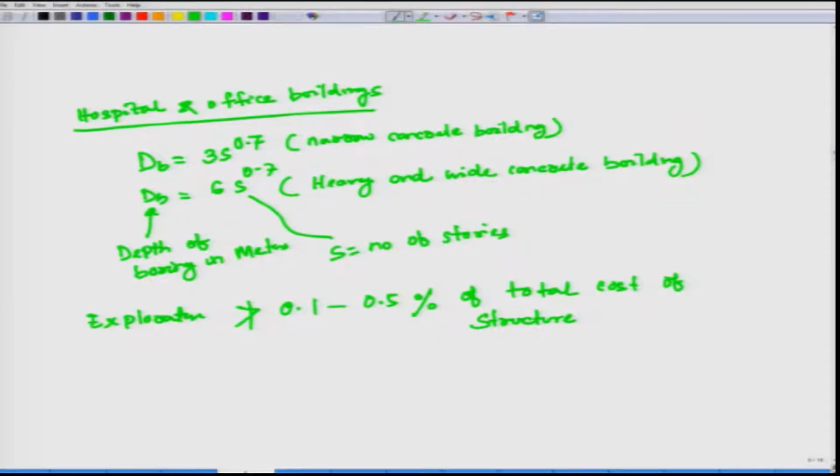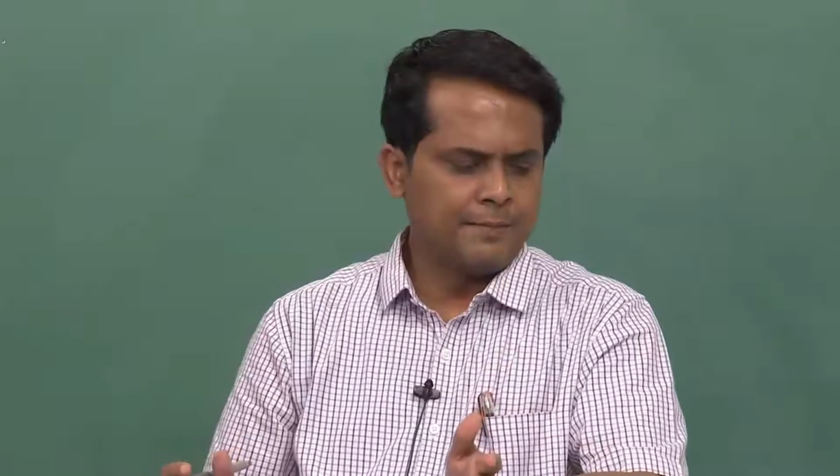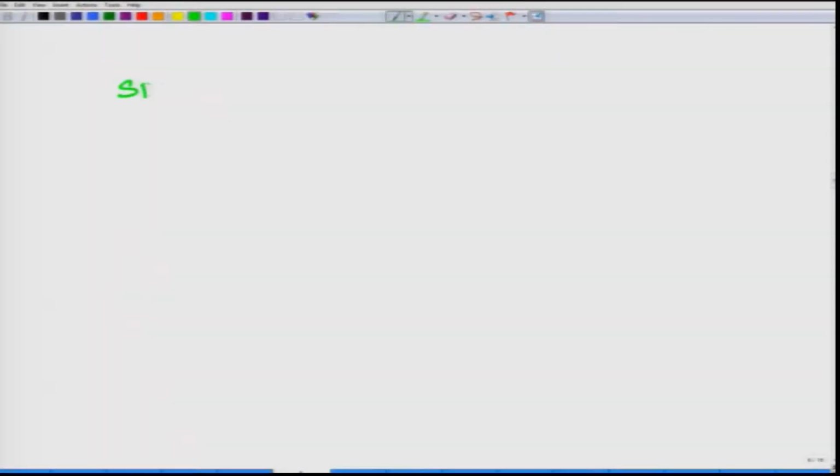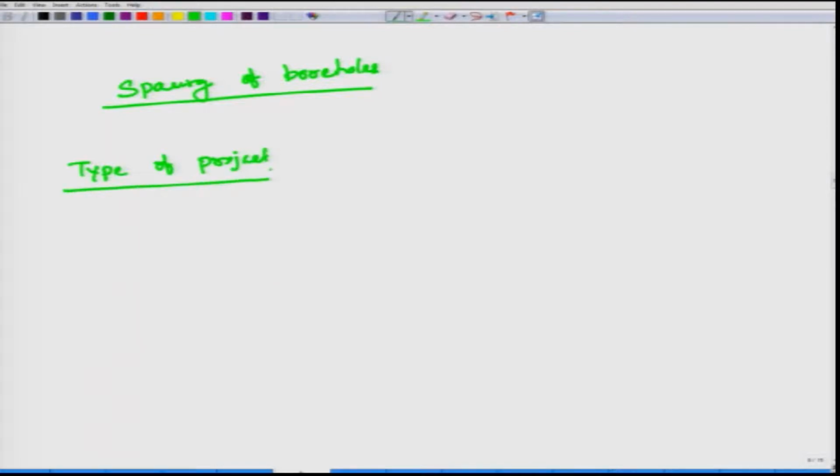Now, if this is the depth of the boring, what should be the number of the borings? I said it again and again. Based on that, how many boreholes can you go for? I can say it is the spacing of the boreholes. This is a thumb rule. Then the type of project, and here it is spacing.